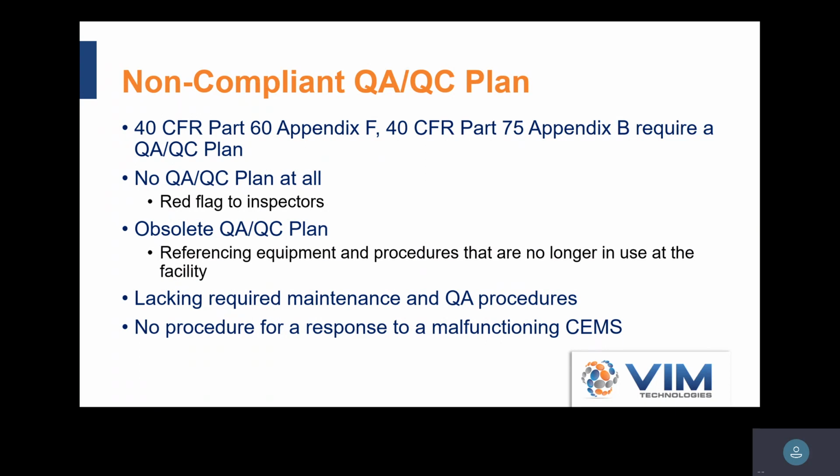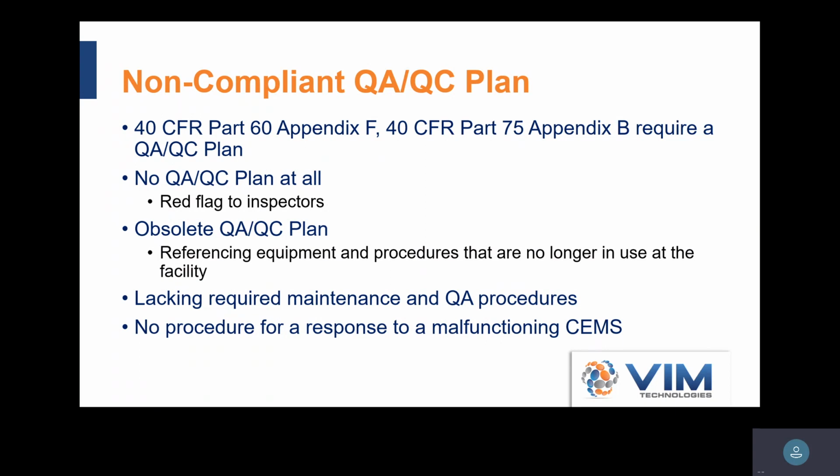An obsolete QA/QC plan. Sometimes I'll get a QA/QC plan to review for an audit, and I can see that it hasn't been revised in 10 years. And so the equipment that's actually in that QA/QC plan no longer is at the facility. It'll lack the required maintenance and QA procedures. In your QA/QC plan, there are specifics that detail where procedures are required. So procedures are required for any calibration adjustment, any maintenance procedures or preventive maintenance procedures, a spare parts list, and response to a malfunctioning CEMS, as well as procedures for any preventative activities you do.